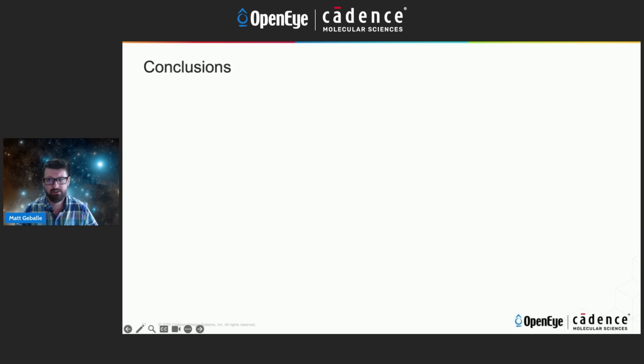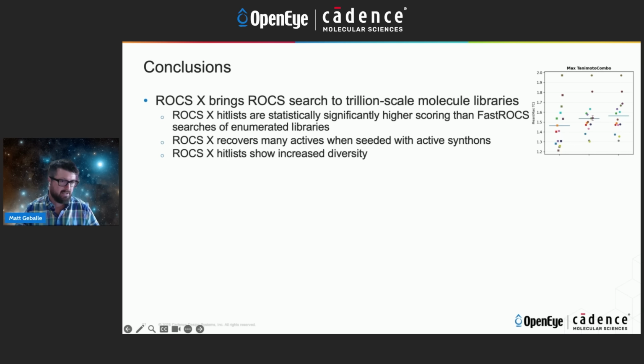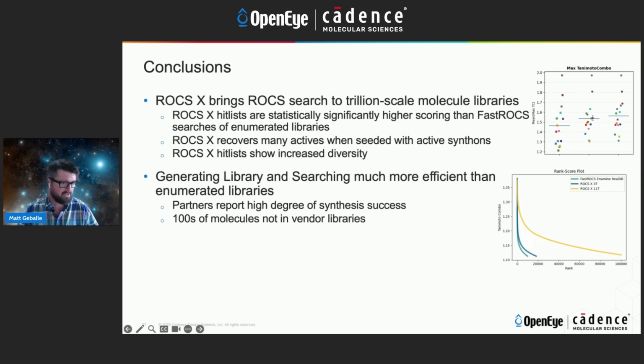So to conclude, ROCS X brings a ROCS search that you may be familiar with, that you trust, to trillion scale molecule libraries. The ROCS X hit lists that we get are statistically significantly higher scoring than the FastROCS searches of enumerated libraries. When we seed in actives, ROCS X is able to recover them, and the ROCS X hit lists show the increased diversity that we expect, given that we're searching larger and larger libraries. Generating these libraries and searching them are very efficient compared to working with enumerated libraries.